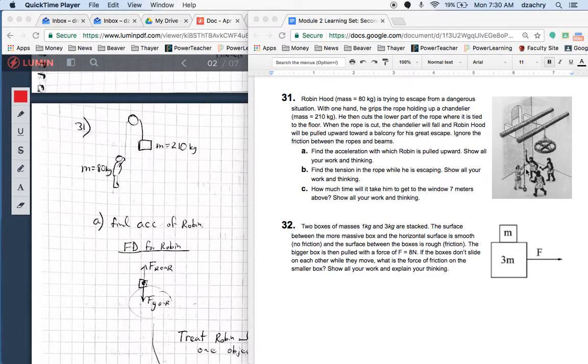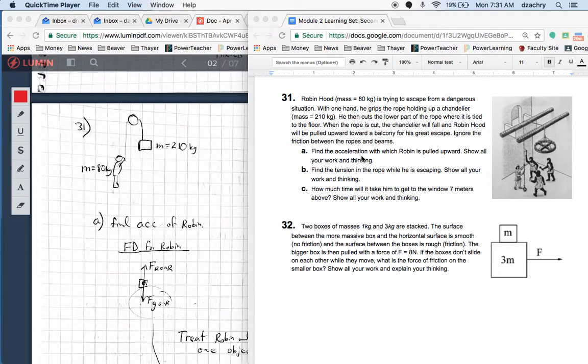Robin Hood is holding onto a rope. He cuts the rope and the chandelier starts to fall and he starts to accelerate upwards. This is very much like an Atwood machine from earlier in the set. His mass is 80 kilograms. The mass of the chandelier is 210.